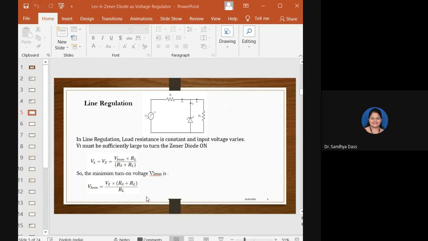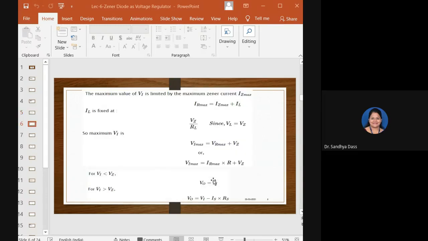So from the above equation, the minimum turn on voltage required, Vi minimum, you can rewrite as Vz into RS plus RL divided by RL. So this would be the minimum voltage required to turn on the Zener diode. I hope you're with me.